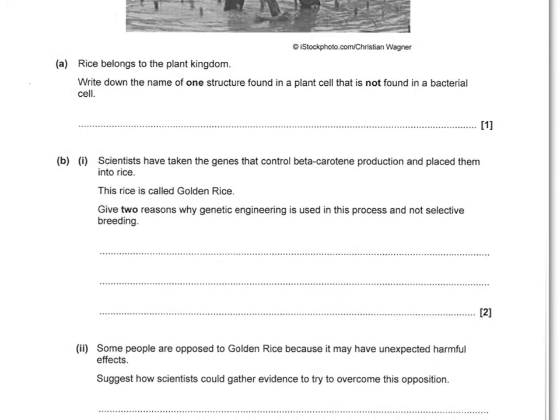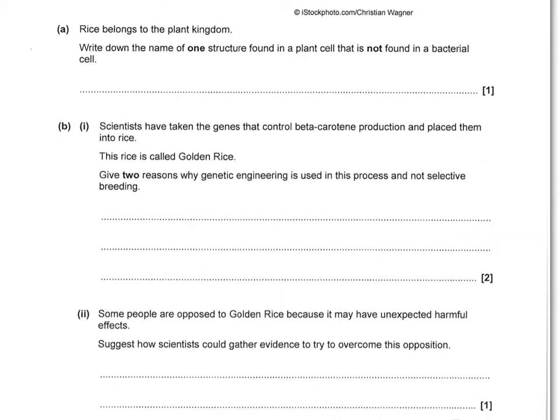Scientists have taken the genes that control beta-carotene production and placed them into rice. This rice is called golden rice. Give 2 reasons why genetic engineering is used in this process and not selective breeding. So 2 marks here. You could say that beta-carotene genes are not found in the rice. You could say that genetic engineering is quicker. You could say that there is more control over making sure the desired characteristic is present in the offspring. You could say selective breeding can lead to reduction in genetic variation.